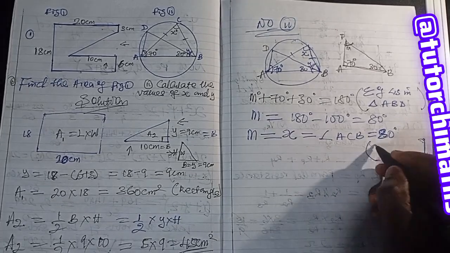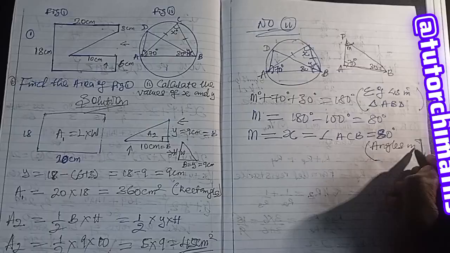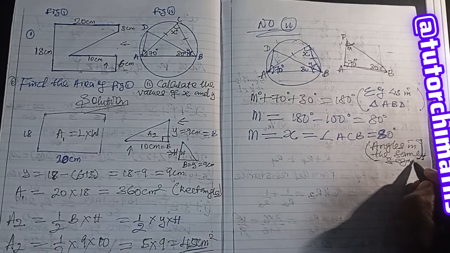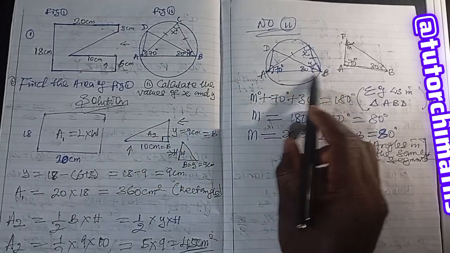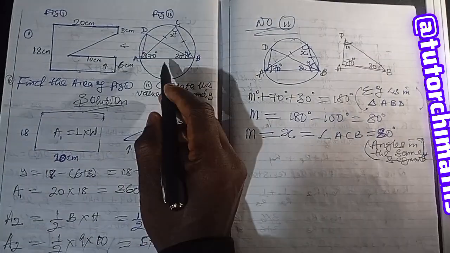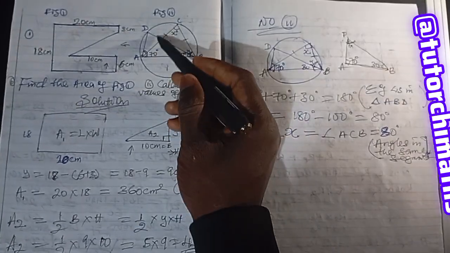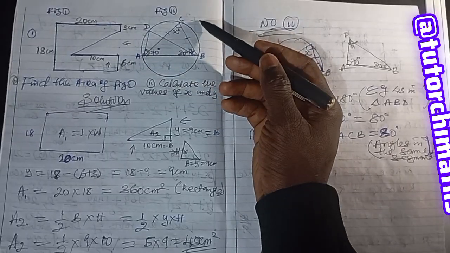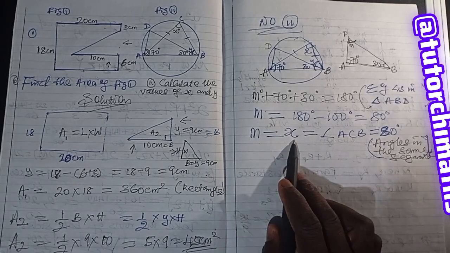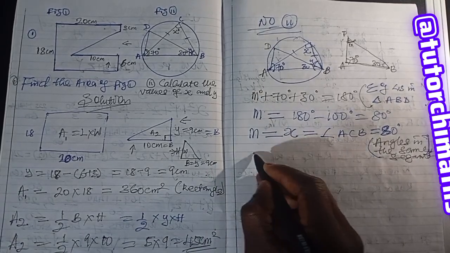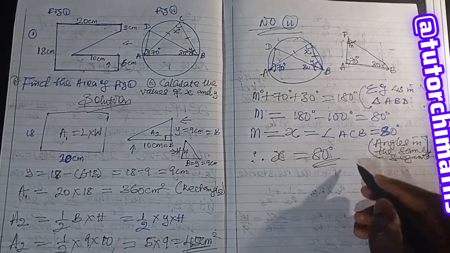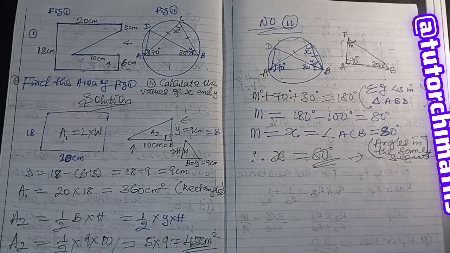Our reason is angles in the same segment. Remember, this is a chord and it's not a diameter. This line AB is a chord, not a diameter, because it's not through the center. So this is another segment. This is a minor segment. This is a major segment. So the angle subtended here is the same as this angle. So M is equal to X, which is 80 degrees. So I can say therefore X is 80 degrees, angles in the same segment.